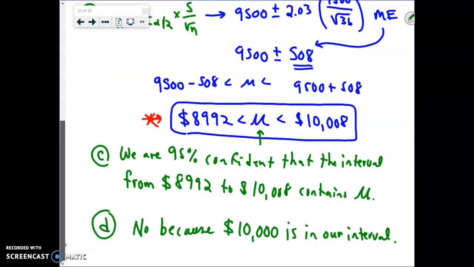Now, what happens if $10,000 would not have been in our interval? Well, then we could have said, yes, our data does contradict that. But again, our data doesn't contradict it because $10,000 is in our interval. So I hope you understand that. So next video we'll look at number 2.